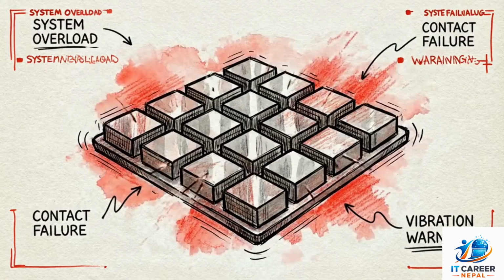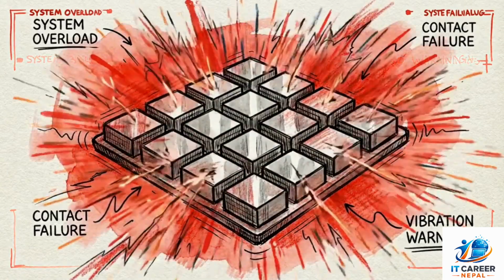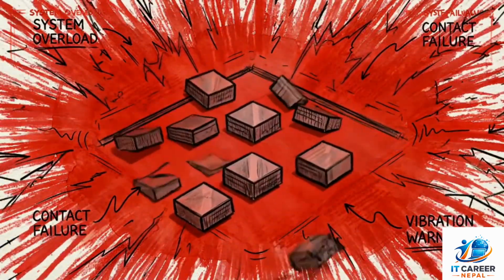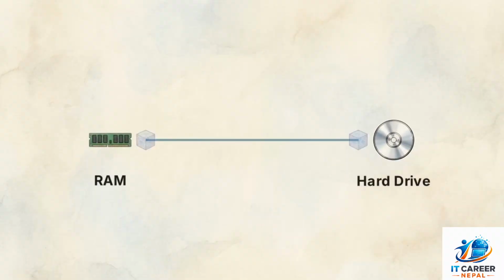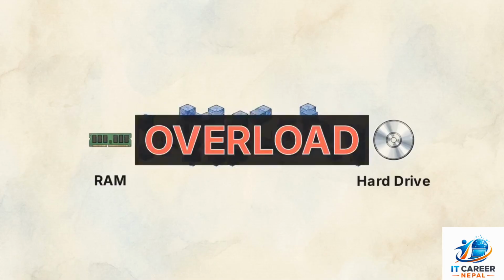If you open too many heavy applications at once, this elegant swapping mechanism breaks down. The OS enters a catastrophic failure state known as thrashing. The system becomes so overwhelmed that it spends more time frantically swapping pages in and out of the hard drive than it does actually computing your data.